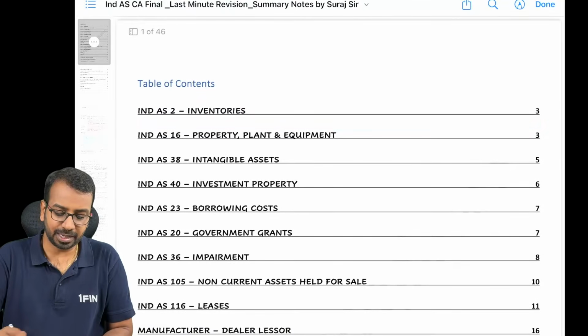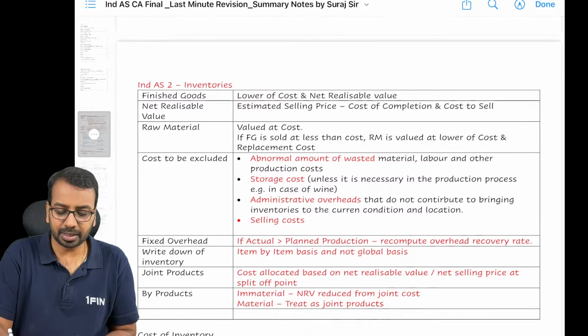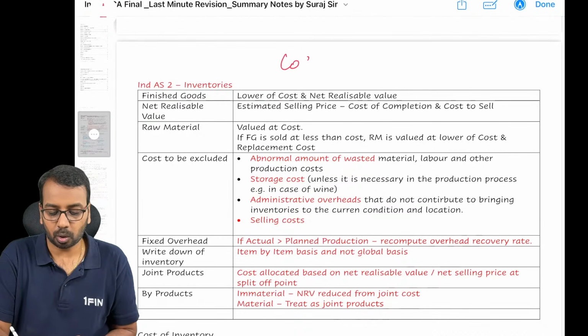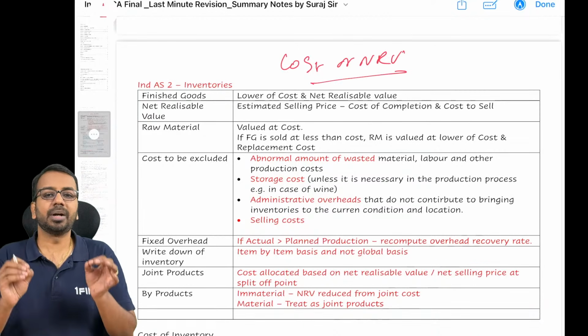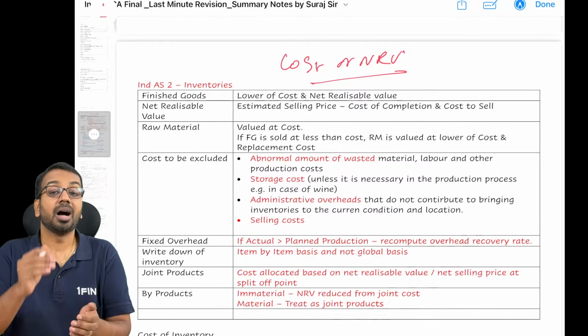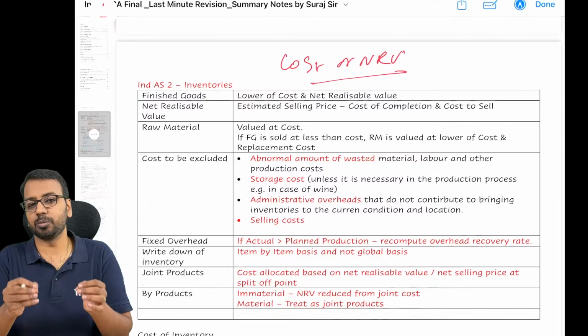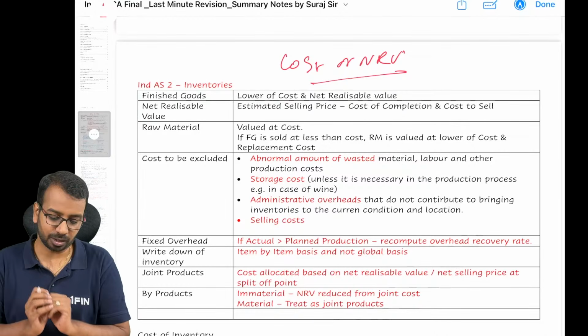Ind AS 2 talks about inventories, and we are supposed to value the finished goods at cost or NRV, whichever is lower. This all of us know. Raw material is always valued at cost unless the finished goods in which they are incorporated are expected to be sold below cost. In that case, you will check cost or replacement cost.